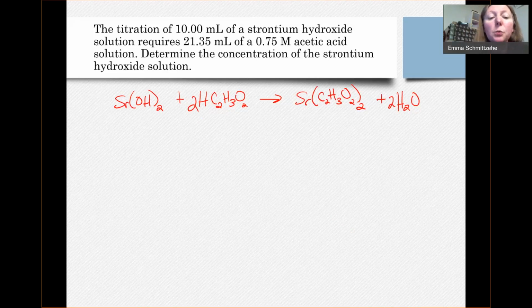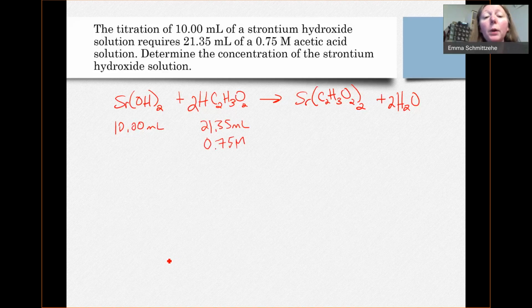Now, the information we know is that we have 10.00 milliliters of strontium hydroxide, and we used 21.35 milliliters of our acetic acid, and it's a 0.75 molar acetic acid solution, and we want to know the concentration of the strontium hydroxide. So the concentration of that is what we're looking for.